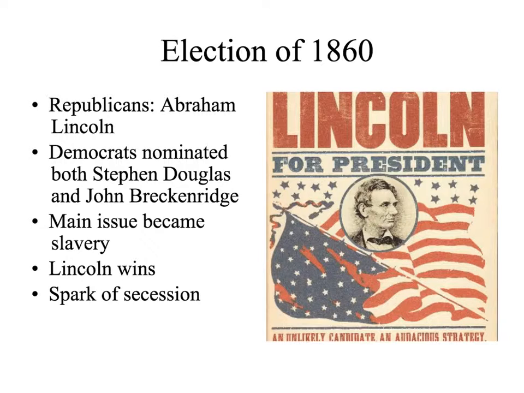So election of 1860, the Republicans nominated Abraham Lincoln. The Democrats nominated both Stephen Douglas and John Breckinridge because they could not agree. So Northern Democrats nominated Stephen Douglas, and John Breckinridge was nominated in the South. The main issue of the election of 1860 becomes slavery.